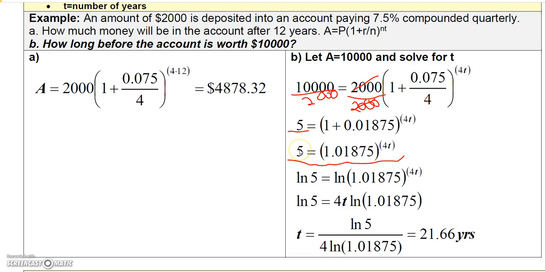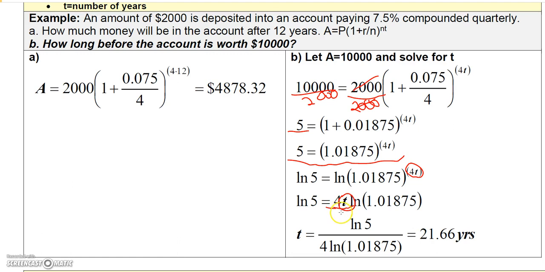And then from here, I can now take the log. Here you could use either log, common log or natural log, but I'm going to take the natural log of both sides. So I'll get the natural log of 5 is equal to the natural log of this expression. And then using my log property, I can take this exponent and write it out in front of the log. So I would have the natural log of 5 is equal to 4t times the natural log of 1.01875.